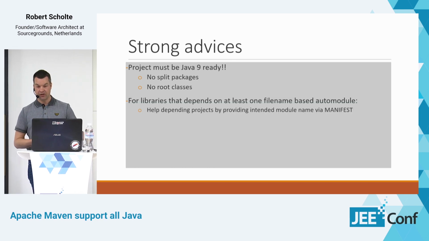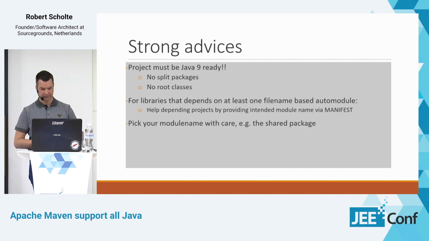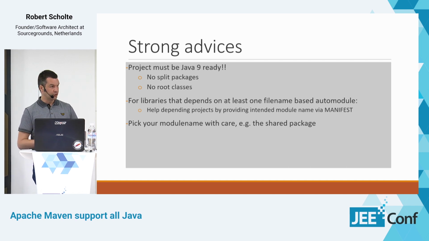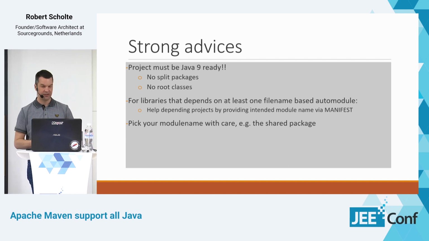For libraries that depend on at least one file name based automatic module, don't add the module descriptor yet. Start with the manifest file and specify there what you think will be the automatic module name in the future. Pick your module name with care, and the best hint we can give you is to use the shared package you have in your code base. So don't use just library or app or whatever. Just pick up the package name so it is unique enough.